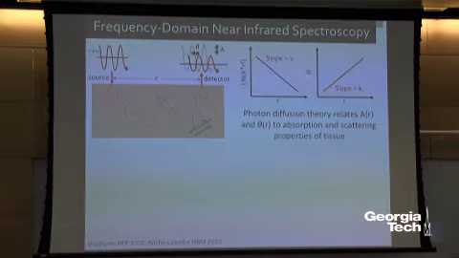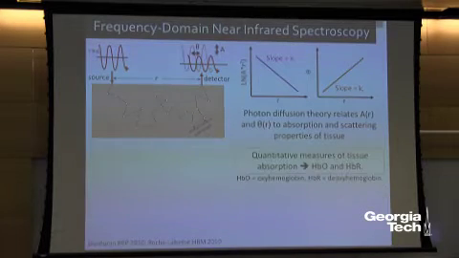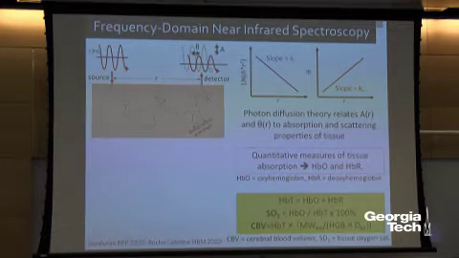And then furthermore, we do this at multiple wavelengths. By doing that and exploiting those spectral features of oxy and deoxyhemoglobin, we can extract concentrations of oxy and deoxyhemoglobin in the tissue. And then from oxy and deoxy, we can get total hemoglobin concentration. We can get oxygen saturation, which is just the ratio of oxy to total. And we can get blood volume, which is essentially just proportional to total hemoglobin concentration.